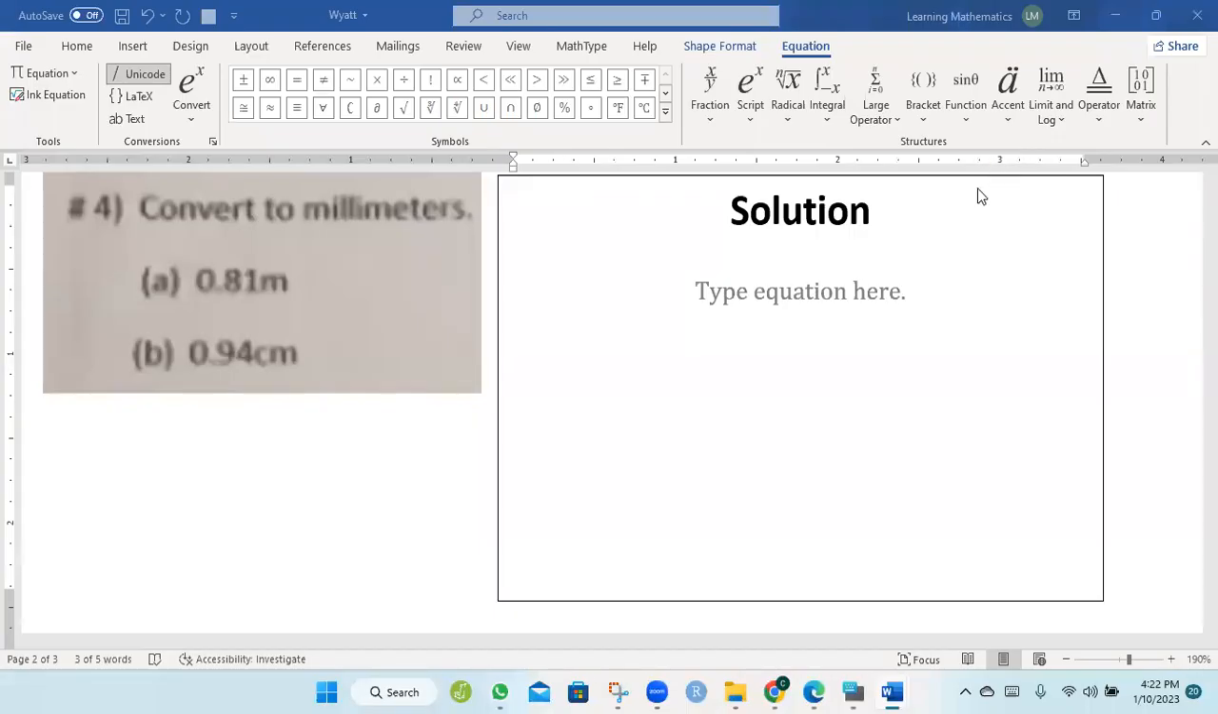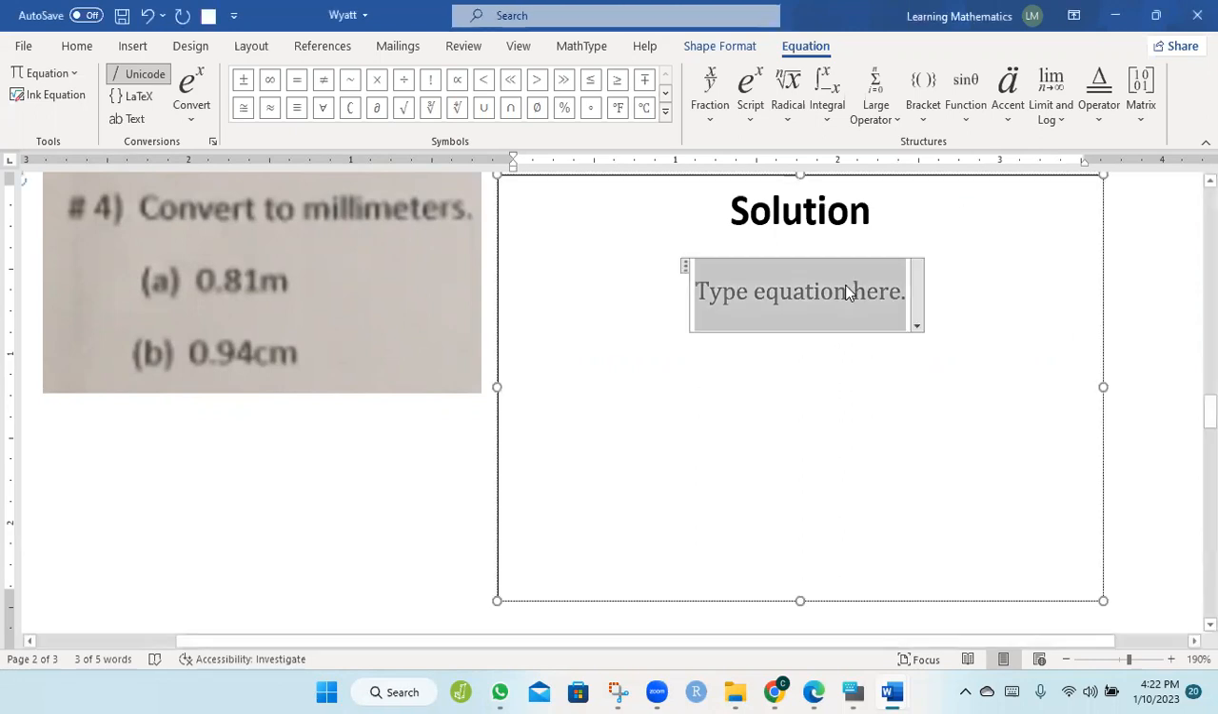We are going to take a step-by-step ratio process. First, we start with some labeling. We create a ratio called the label ratio. What we mean by that is we look at the labeling of what we want to convert from and to. It is from meters to millimeters. So let's make a labeling ratio with meters to millimeters.